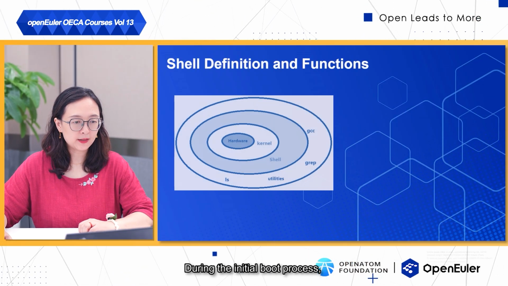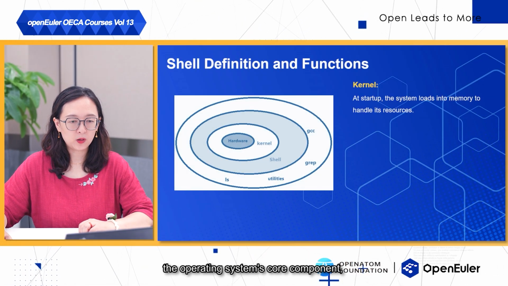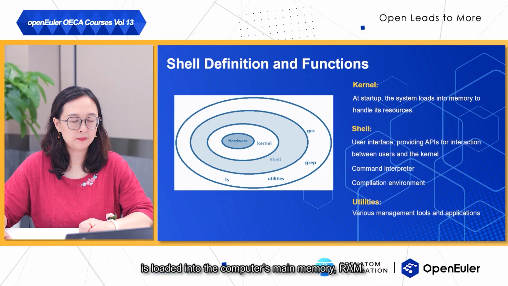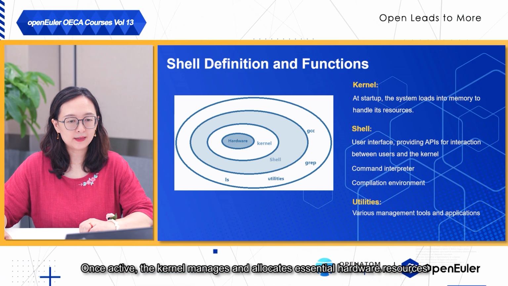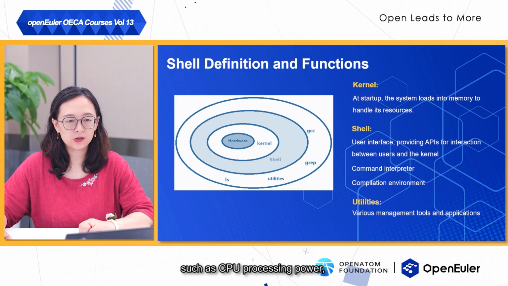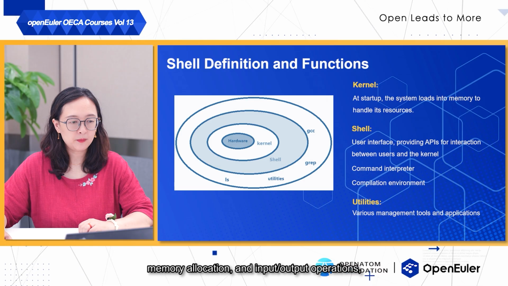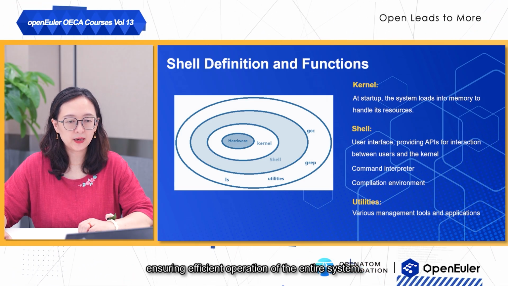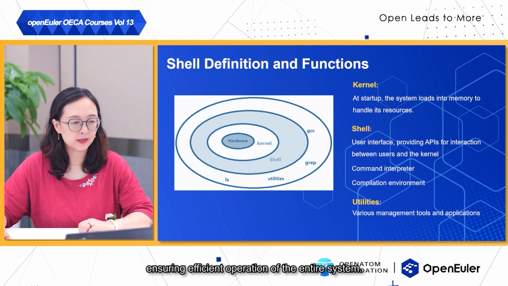During the initial boot process, the operating system's core component, known as the kernel, is loaded into the computer's main memory, RAM. Once active, the kernel manages and allocates essential hardware resources such as CPU processing power, memory allocation, and input-output operations, ensuring efficient operation of the entire system.